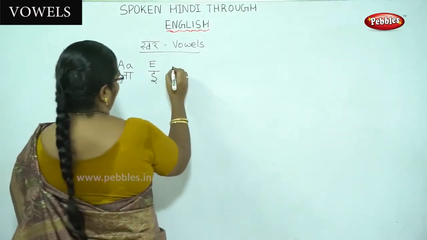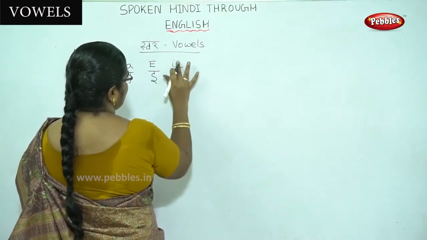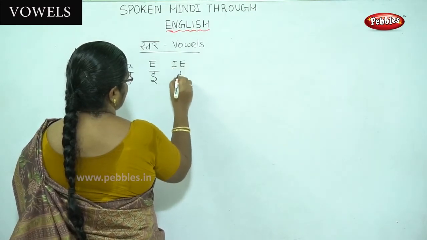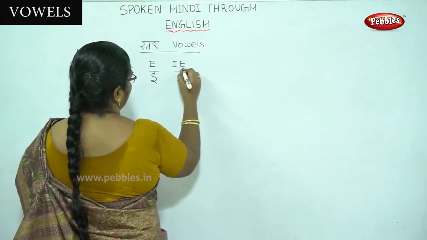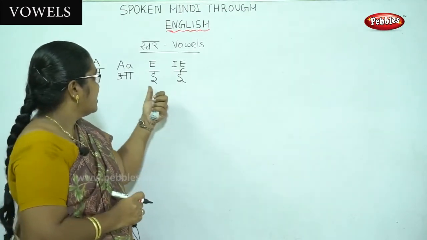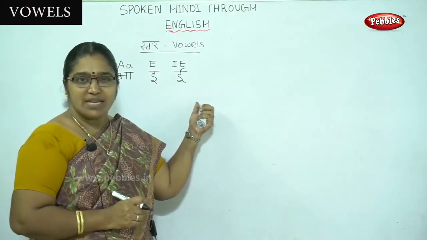The fourth one is E. We can write it simply as E, but we have to put a curve like this. Like this we have to write. The difference in this one is E.